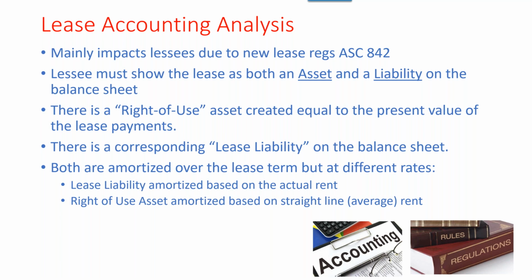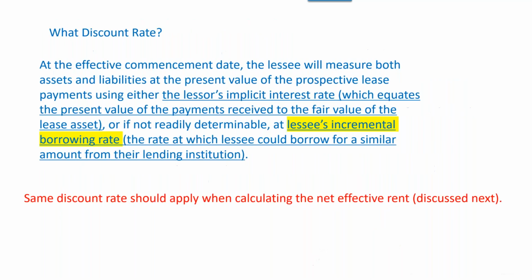How they came up with this, you have to wonder, but the lease liability is based on a formula based on the actual rent that's being paid that lowers your lease liability over time. But the right of use asset is as if it was a straight line. In other words, it's not based on what you're actually paying, but it's based on taking the total rent and averaging it as if it was the same amount every year, and using that to amortize the asset. So kind of crazy, but you do have to do it.